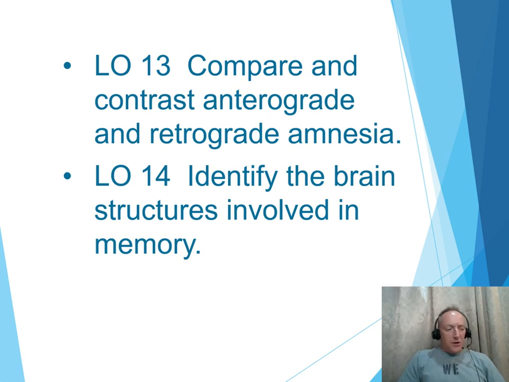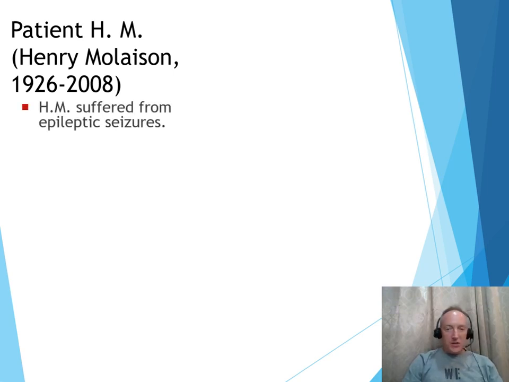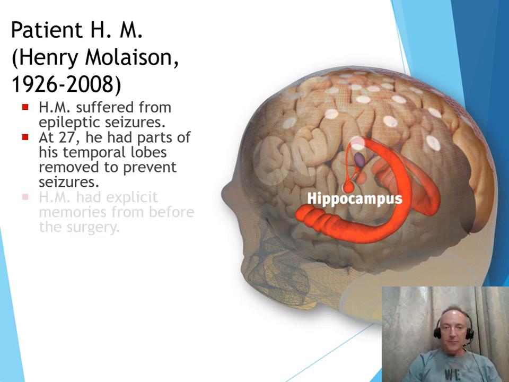All right, so now we're going to talk about some pretty serious cases of amnesia and the brain structures involved. So we're going to talk about the difference between anterograde and retrograde amnesia. So we're going to start with the story of Henry Molaison when he was still living and case studies were written about him. He was referred to by his initials in the scientific literature, HM.